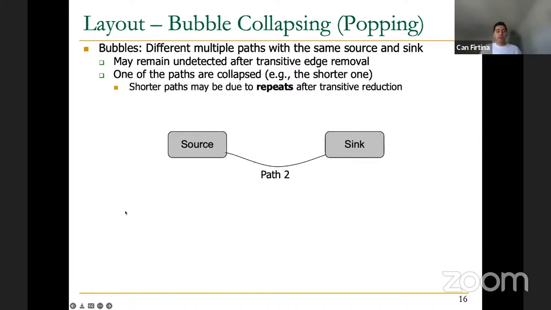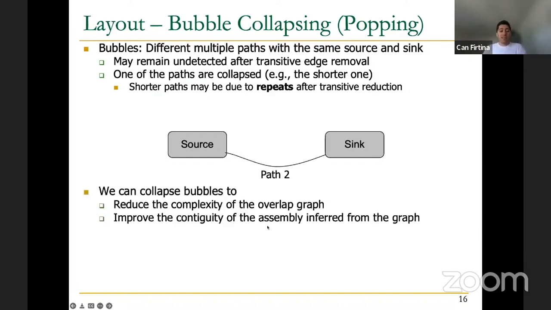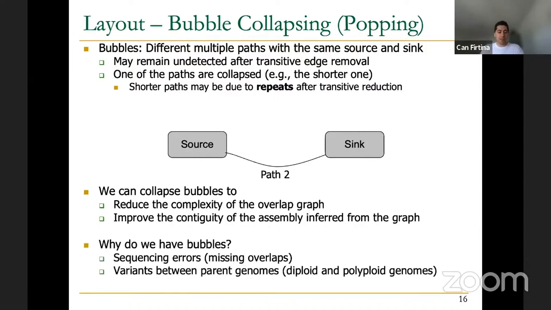The idea is that one of the paths can be collapsed, and usually the shorter one is collapsed, because we know that shorter paths may be due to the repeats. After transitive reduction, there's this analysis on it, and then we tend to collapse the shorter one such that we remove the bubbles in the graph as well. We can collapse bubbles to reduce the complexity of the overlap graph and, of course, improve the contiguity of the assembly from the graph. So bubble collapsing helps a lot as well.